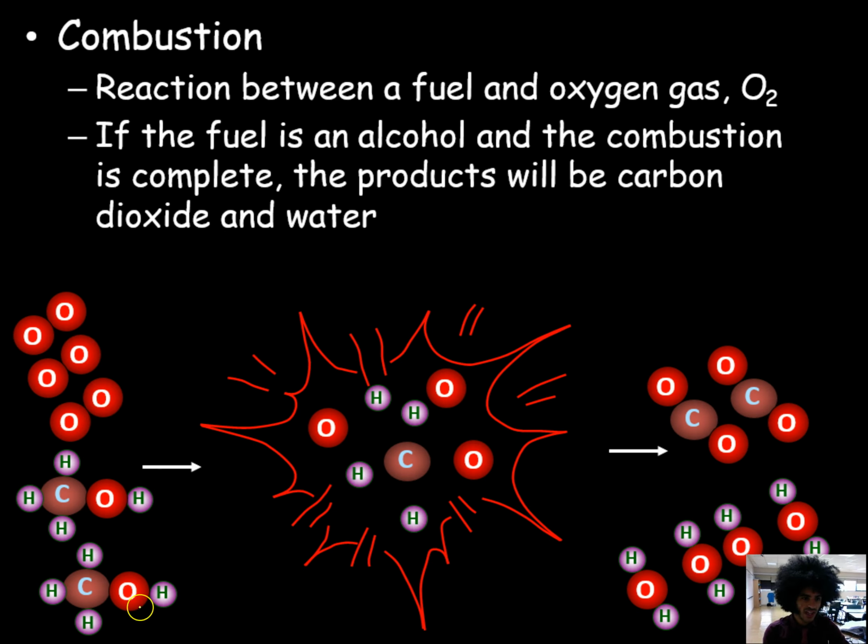I've got 2, 4, 6, 8 oxygens here, 2, 4, 6, 8 oxygens here, I've got 8 hydrogens. Over here I've got 2 lots of 4, 8 hydrogens, I've got 2 carbons, and here I've got 2 carbons as well. The whole thing balances nicely.